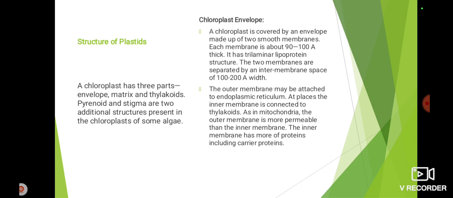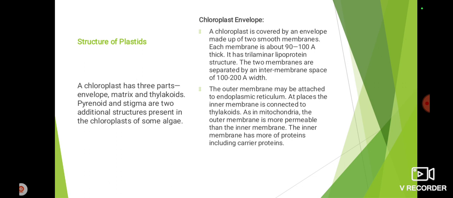Now, chloroplast envelope. Chloroplast is covered by an envelope made up of two smooth membranes. Each membrane is about 90 to 100 Angstrom thick. It is a trilaminar lipoprotein structure. The two membranes are separated by an intermembrane space of 100 to 200 Angstrom width. The outer membrane may be attached to endoplasmic reticulum. At places, the inner membrane is connected to thylakoids. As in mitochondria, the outer membrane is more permeable than the inner membrane.